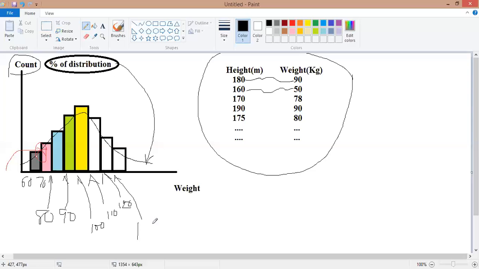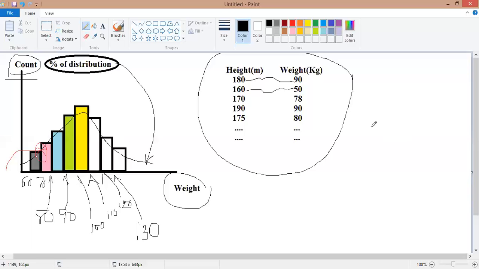Now, with respect to weight, we are getting some count. This number of values may be found within 60 to 70, and how many values may be found within 70 to 80. Count is the most important thing when I want to draw a simple histogram. Histogram means this number of values may be found within a certain weight range, that is 70 to 80, 60 to 70, something like that.